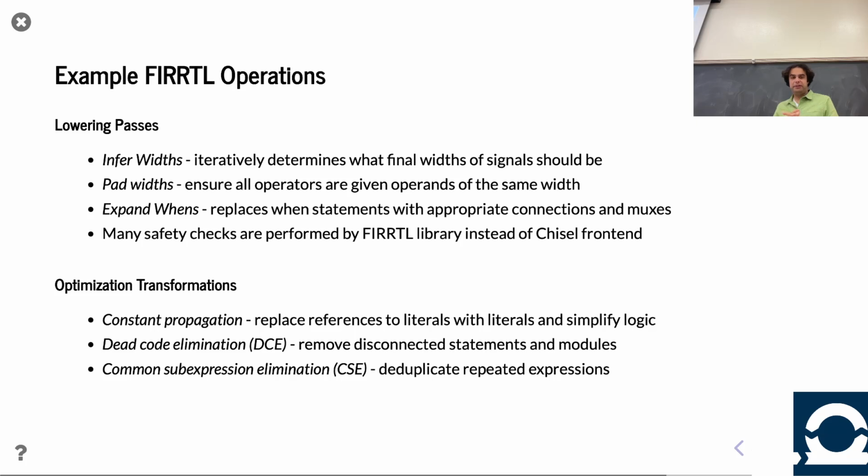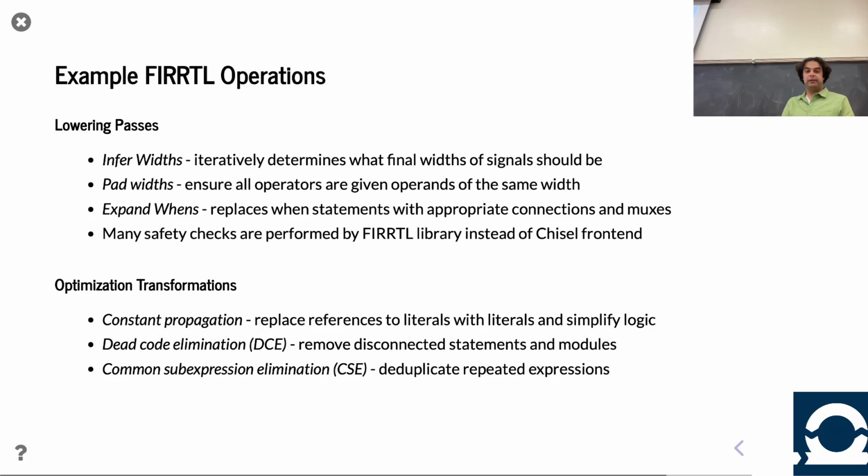So I've already mentioned some of these, but maybe make this more concrete. What are some example lowering passes? Like I said, inferring widths for bit widths. Sometimes you have operations where both operands are different widths, and there are rules in Chisel and FIRRTL for how they have to interact, and that's maybe perhaps adding those widths to make things match up. As I said, expanding whens, turning these whens into muxes and other connections.